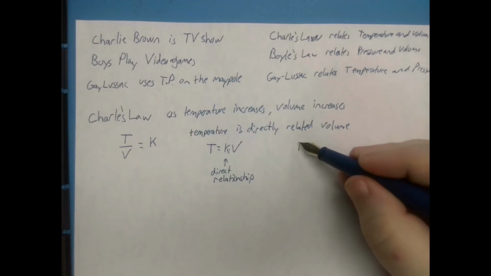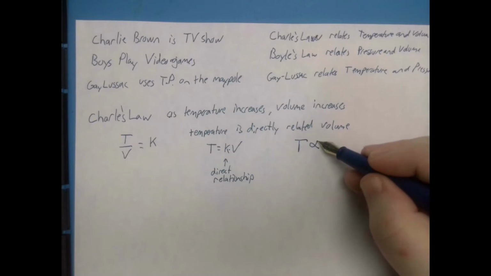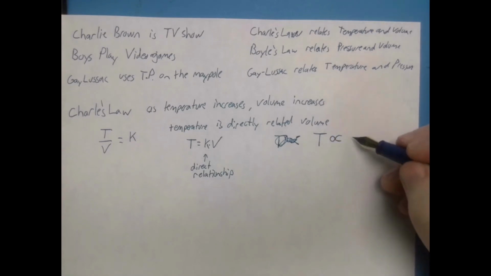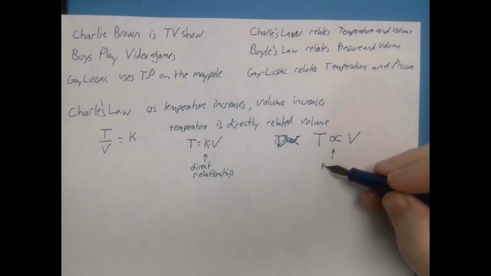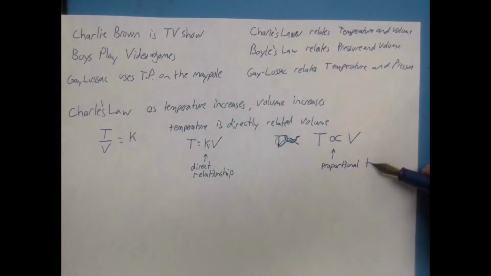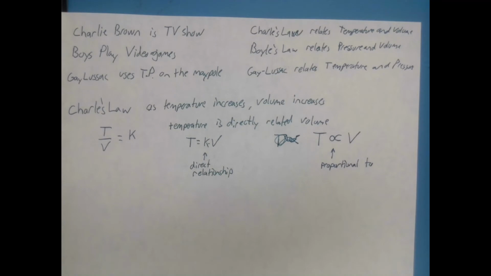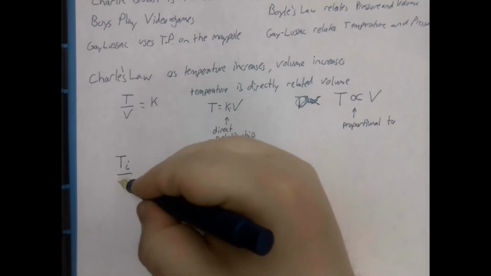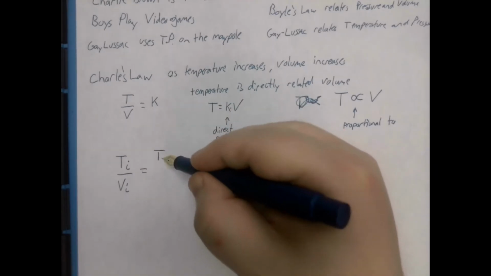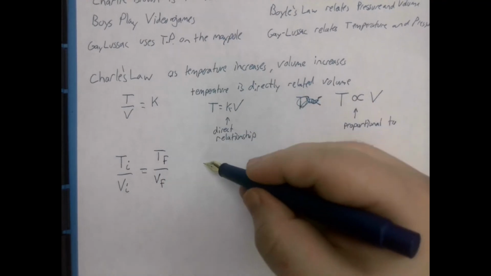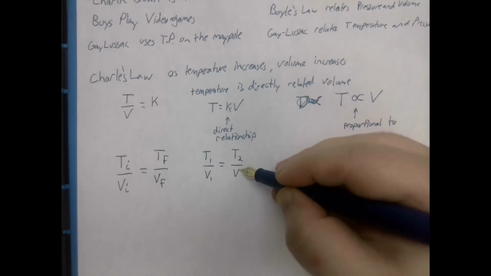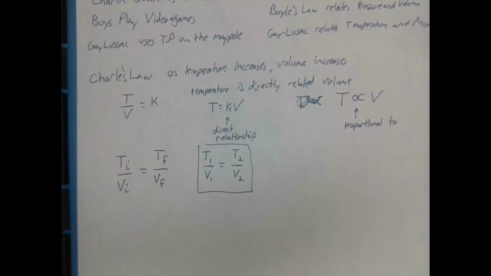Another way of writing this is that temperature, let me draw this symbol better, is proportional to volume. This means proportional to. So if you double the volume, you double the temperature. We could use this fact to come up with the equation that the initial temperature divided by the initial volume has to equal the final temperature divided by the final volume. I usually use subscripts 1 and 2, 1 being the initial and 2 being the final. I'll stick with that. Because it never changes, it's constant.